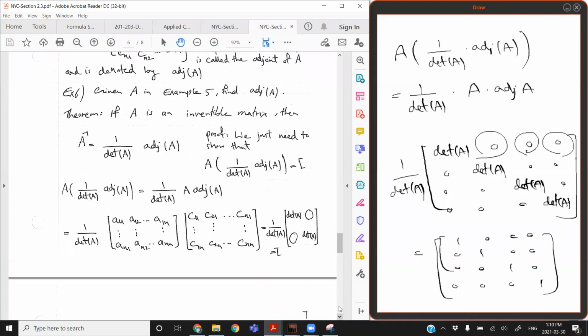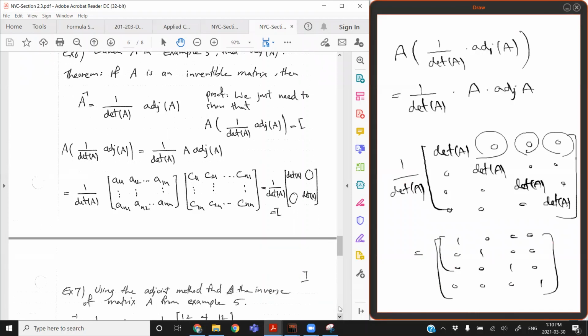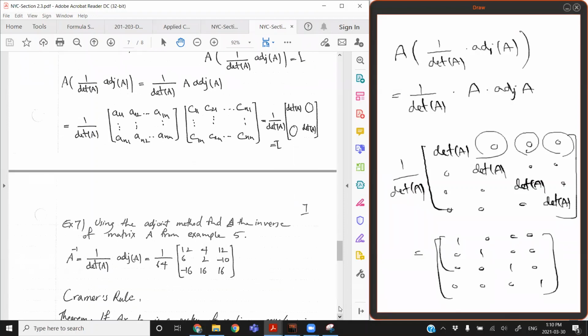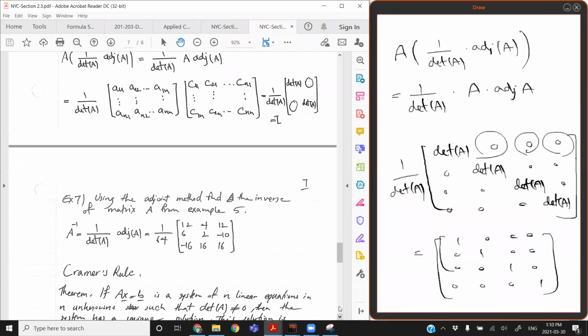So now we have a formula for the inverse of any matrix. Is that clear?